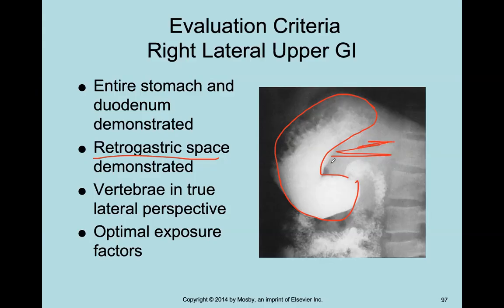So let's say a question says a patient is having an upper GI done for a possible diverticula in the posterior wall of their stomach. Which view will best demonstrate this condition? The right lateral view. Retro means anything posterior: the posterior wall of the stomach, the posterior part of the stomach, or between the stomach and the spine. That's retrogastric.